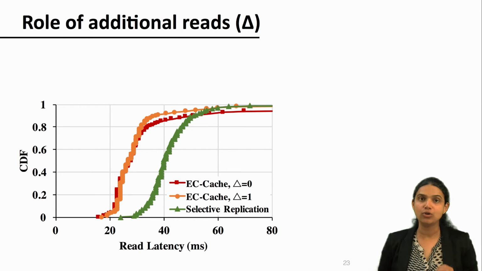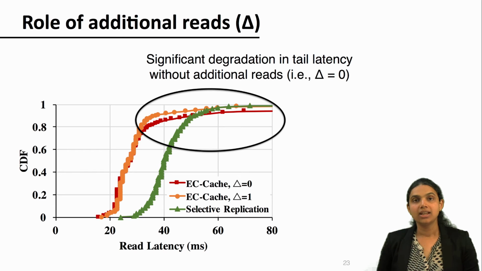Now let us look at the key role that delta additional reads play in reducing tail latencies. Here, we have shown the CDF of read latencies, and we have 3 curves, one for selective replication, which is in green on the right, and 2 curves for EC cache with and without additional reads, that is with delta equals 0 and delta equals 1. We see that the 2 curves for EC cache are almost identical until we reach the tail, where we see a significant degradation in tail latency when there are no additional reads.